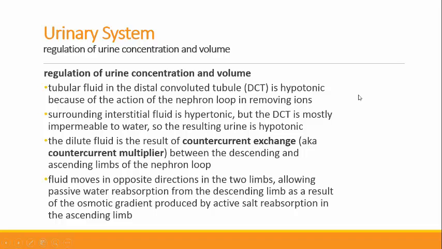But if you can picture the nephron loop, there's the descending limb that comes down, and then the ascending limb that goes back upward. So the fluid moves in opposite directions in the two limbs. In one side it moves downward, on the other side it moves upward. That's the countercurrent piece of this countercurrent exchange. And because of this process, we can see passive water reabsorption from the descending limb that is caused by the osmotic gradient that we produce in the kidney because we're pulling salt by active transport from the ascending limb.